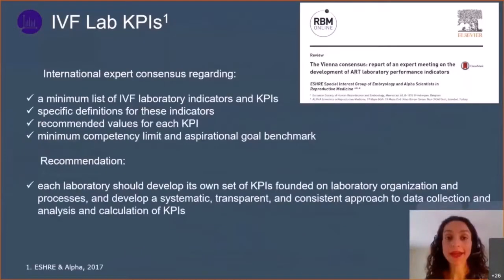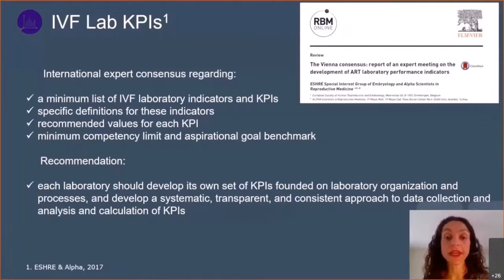So you might be asking yourself, so what IVF lab KPI should I be selecting for my lab? It's important to know that there are actually no established performance indicators for assisted reproductive technology laboratories. However, and there is actually not a lot published, but there are some key publications, and I'll discuss that with you in a little bit.